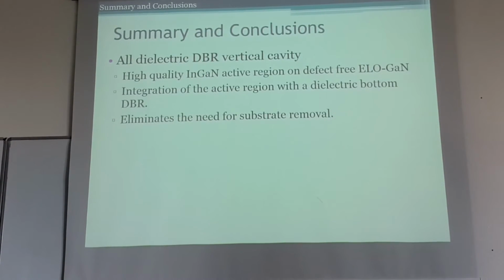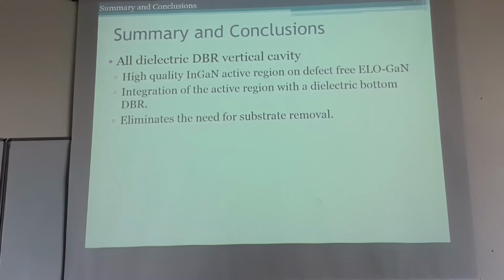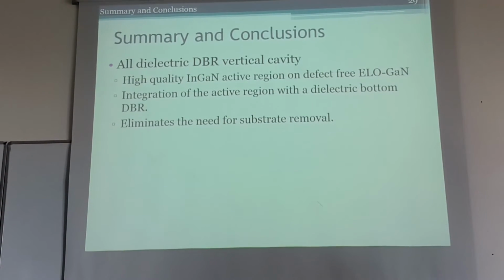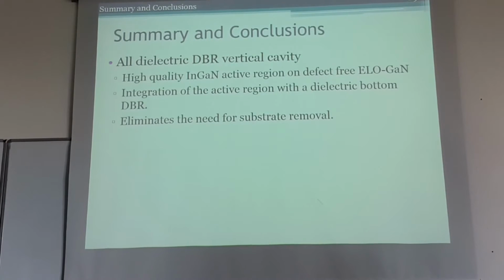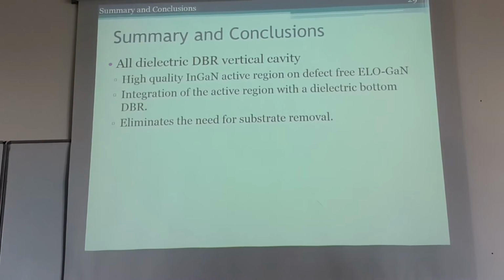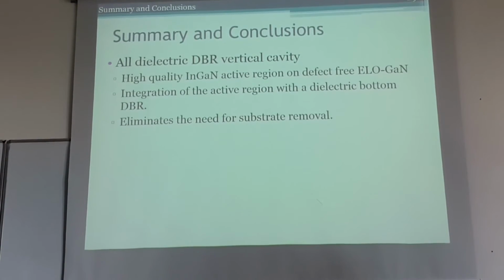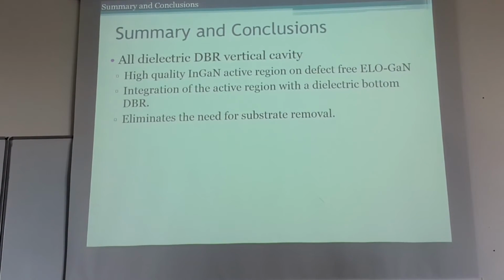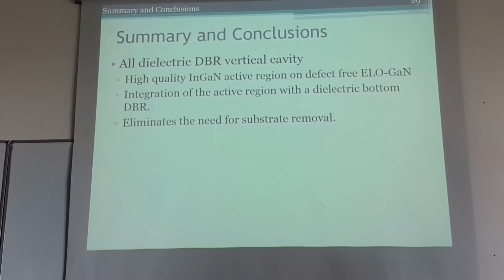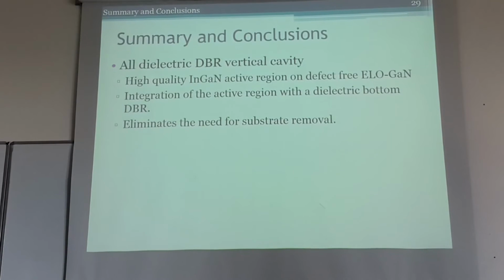If we summarize this section, all dielectric DBRs, meaning bottom and top dielectric distributed Bragg reflector vertical cavity, we can say that we reach a high quality InGaN active region, since it is grown on a defect-free gallium nitride substrate. Also, we integrate the bottom dielectric DBRs into the vertical cavity structures, which helps us eliminate the need for substrate removal.